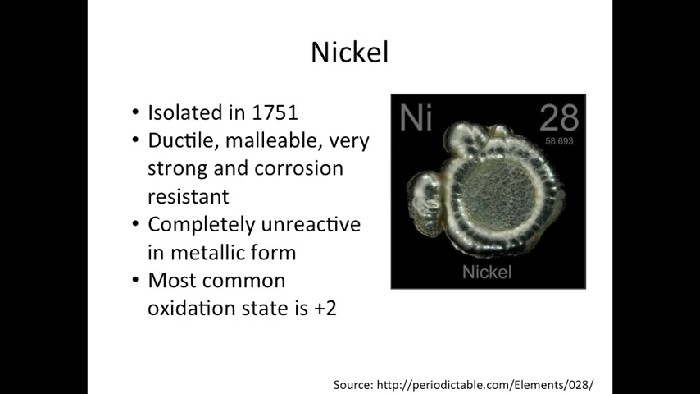Nickel is a 3D transition metal with an atomic number of 28. Nickel was used for centuries before its technical discovery, but it was isolated by a Swedish scientist from a red-colored ore German miners believed contained copper. Nickel is a ductile, malleable metal that is very strong and corrosive resistant.